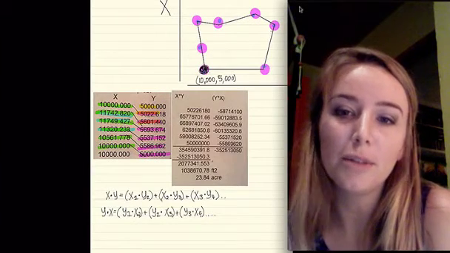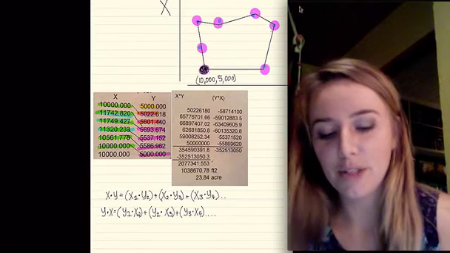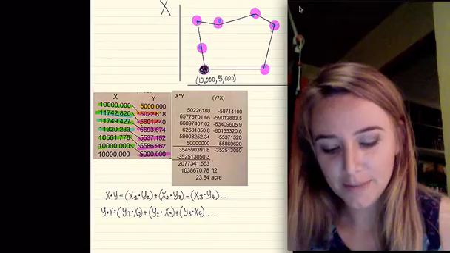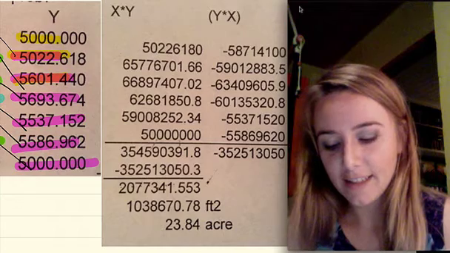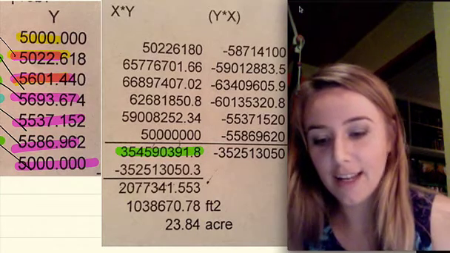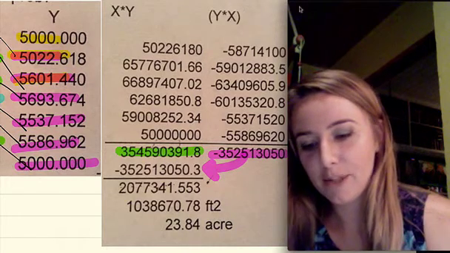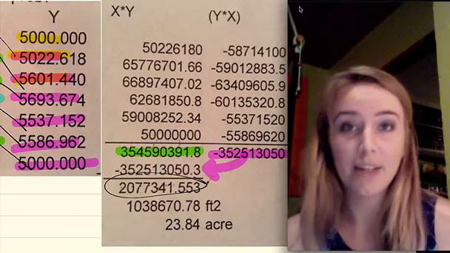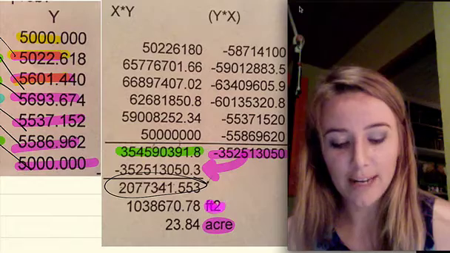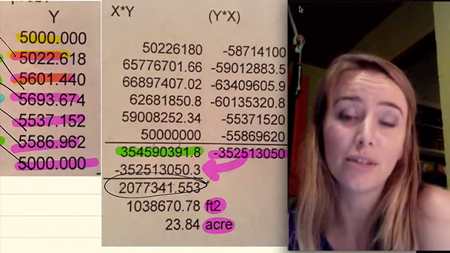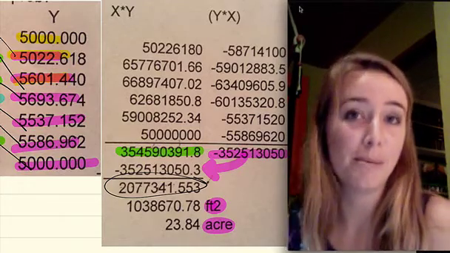After you've multiplied all the x's and y's and the y's times the x's, you're going to get this kind of layout, and you're then going to take the x times the y, and subtract the y times the x's from it. And you're going to get this value. And that's the area of your traverse. Now you can change that to feet squared or acres, whatever the problem is asking for. So it's just as simple as multiplication and addition. You just have to remember the steps.